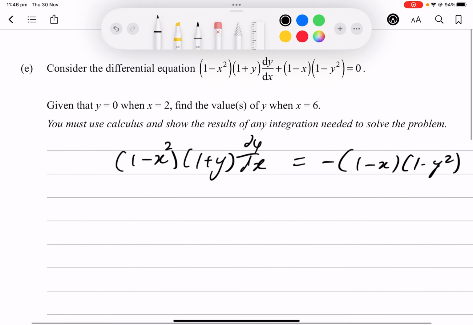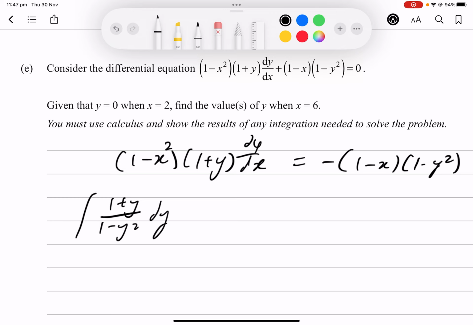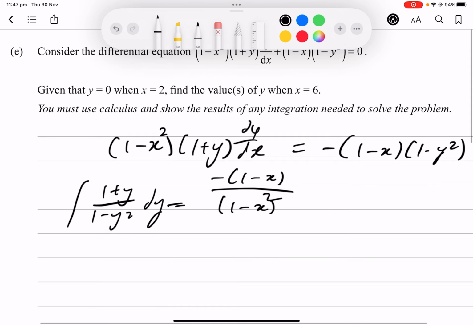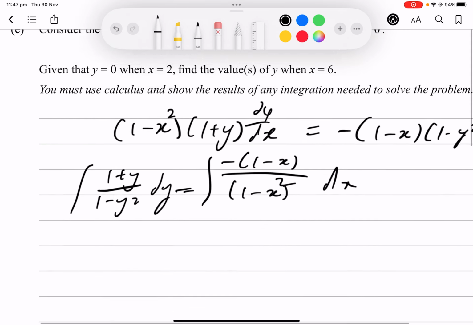And now we can separate, so we have all the y's on one side and all the x's on one side. So we have (1 + y)/(1 - y²) dy, and that's going to be equal to -(1 - x)/(1 - x²) dx. Okay, cool.